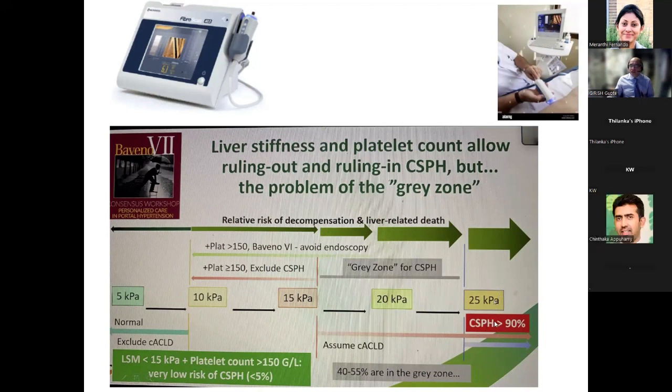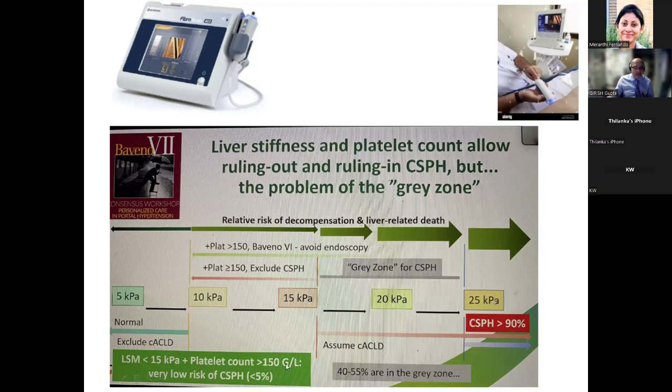What they have shown is that at 25 kilopascals, the likelihood of clinically significant portal hypertension is greater than 90%. If you combine that, what they have said is LSM less than 15 and platelet count greater than 150, there's a very low risk of clinically significant portal hypertension, so you can actually avoid endoscopy in them. But there is still a gray zone between 15 and 25 for clinically significant portal hypertension. And sadly, 40 to 55% really are in the gray zone.